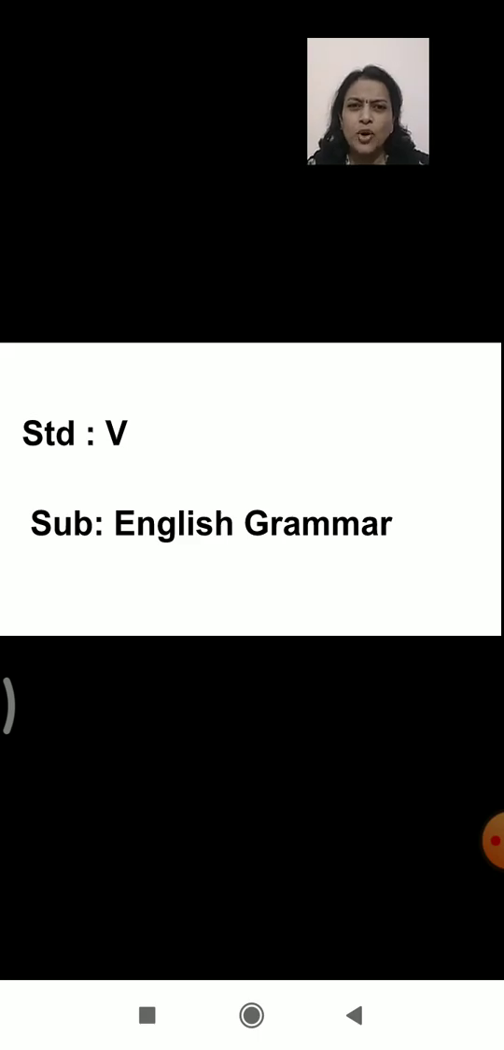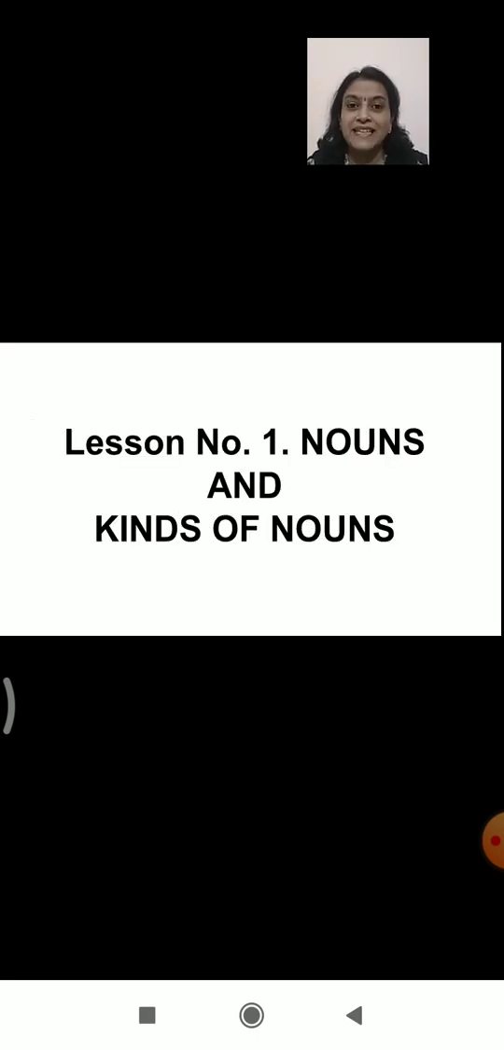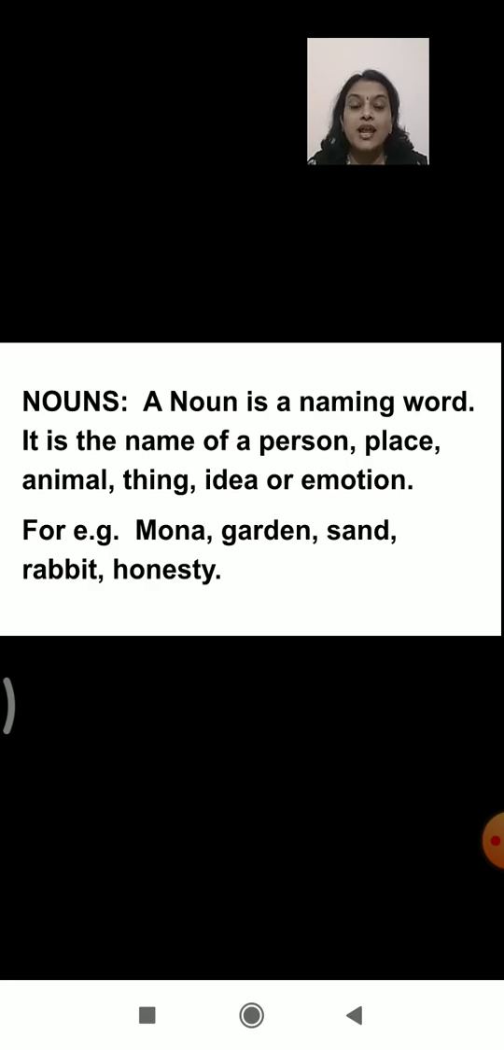Do you remember what we were doing? Yes, we were doing nouns and kinds of nouns. Okay, now let's refresh ourselves on what we mean by nouns and what are the different kinds of nouns that we have learned so far.